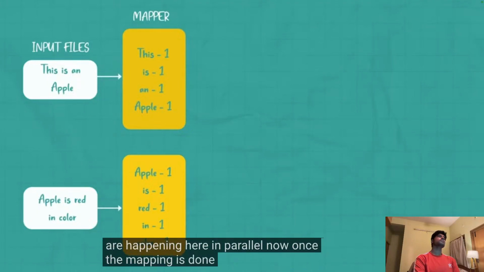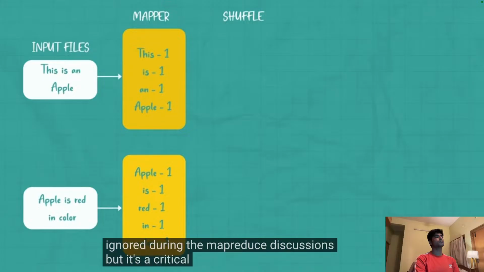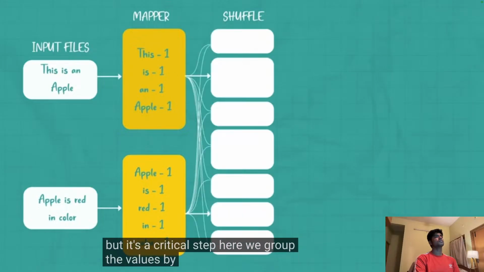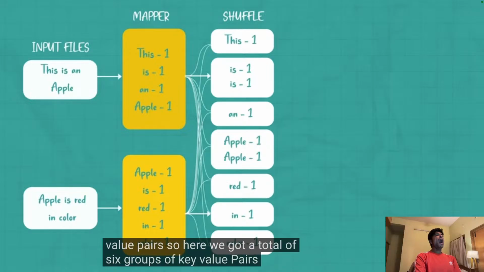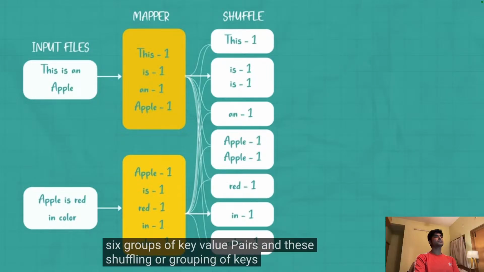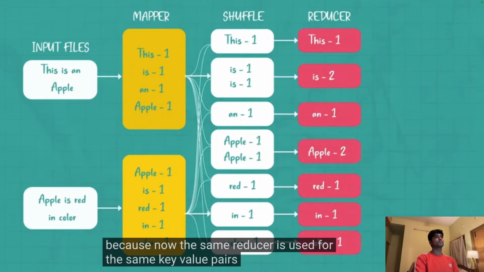Now, once the mapping is done, it is followed by a shuffle phase, which is a lot of times ignored during the map reduce discussions, but it's a critical step. Here, we group the values by keys in the form of key value pairs. So here we got a total of 6 groups of key value pairs. And this shuffling or grouping of keys makes the job of the reducer so easy and efficient, because now the same reducer is used for all the key value pairs with the same key.